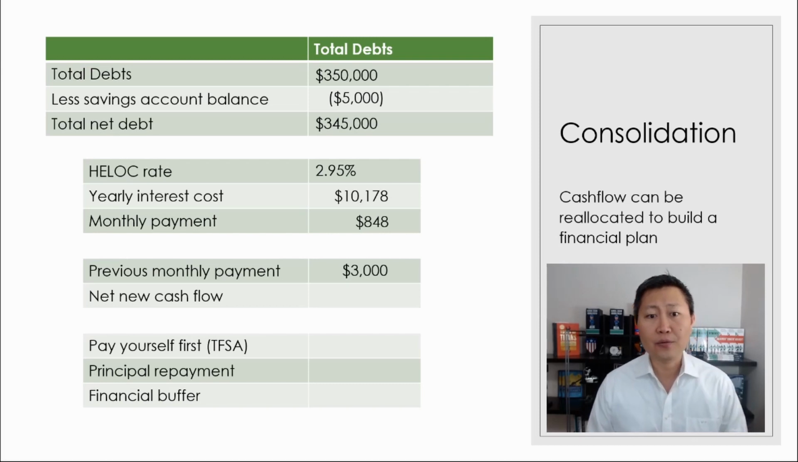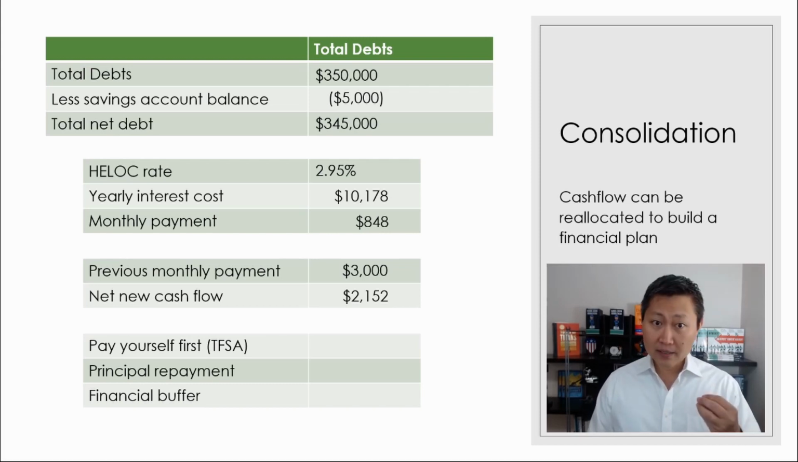But remember, $3,000 a month was what they were paying before, right? So they were okay in managing with $3,000 a month, which means that if you take the $848 off, they've got $2,152 left over, positive cash flow. Now we can really use this to make a dent in either the debt or to start a financial plan or whatever we need to do, right?